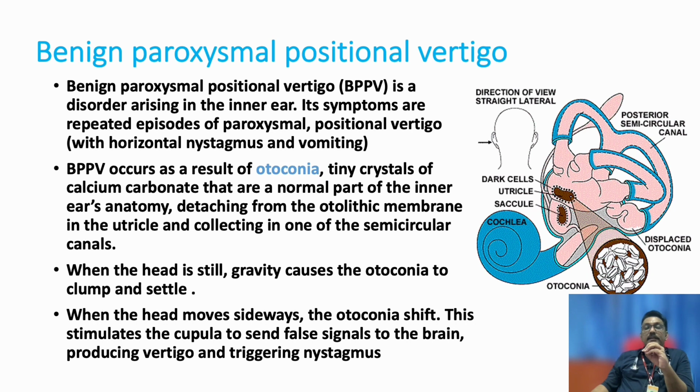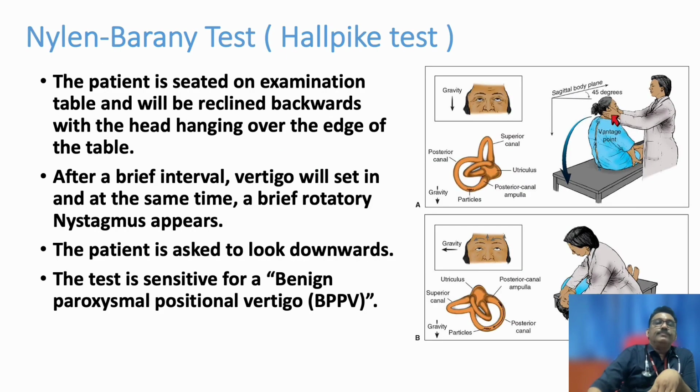So otoconia is displaced, and that displaced otoconia moves inside the ear and produces all imbalances. You can see the figure here. That is benign paroxysmal positional vertigo. So you have to examine the patient in right lateral position, left lateral position, head down position, all positions you have to examine. Only during some position patient develops giddiness or vertigo.